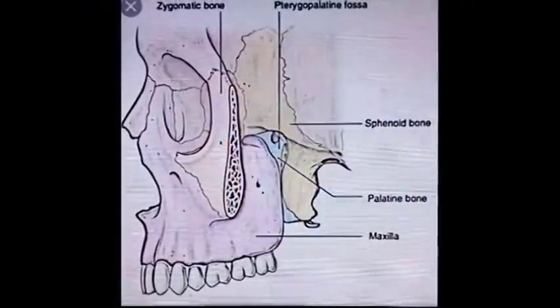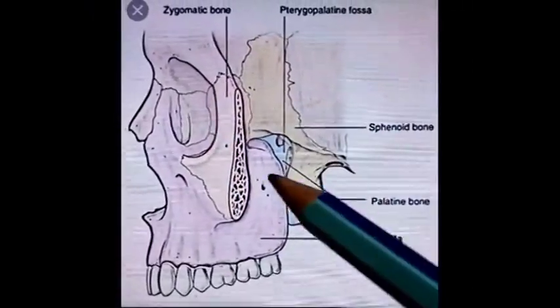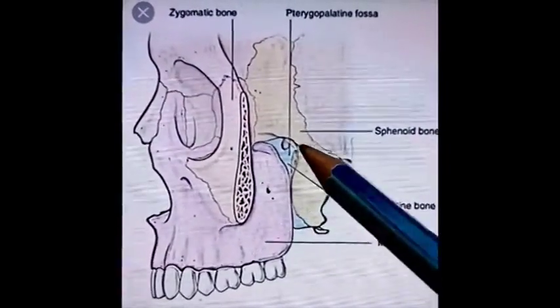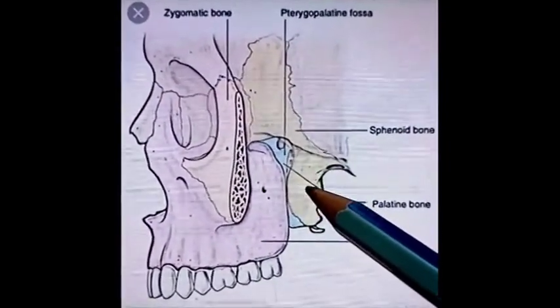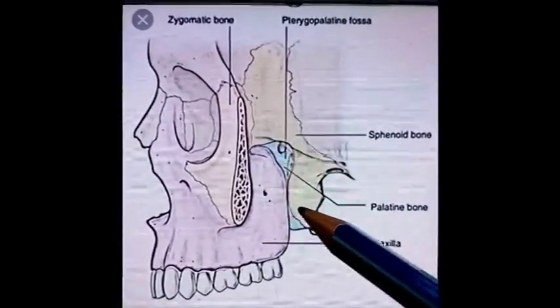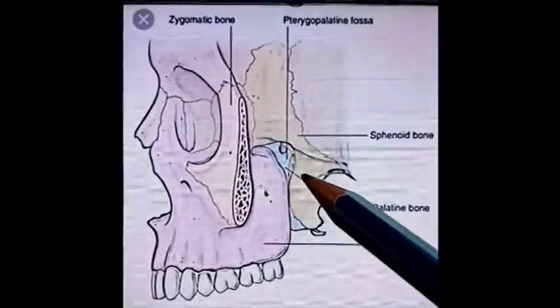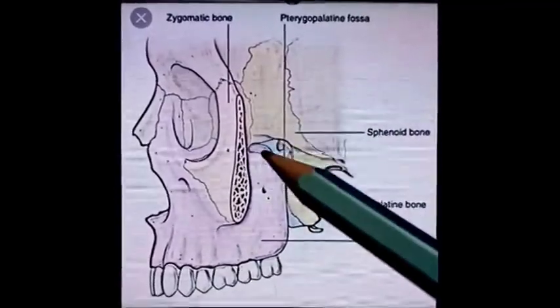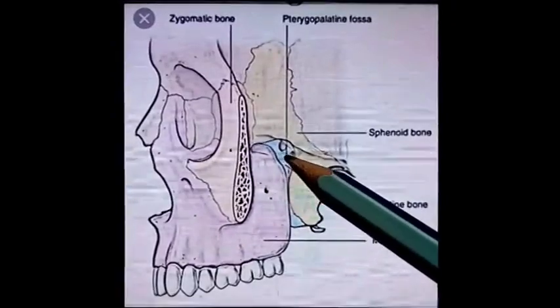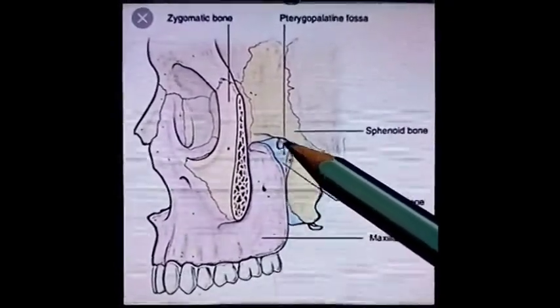In a closer view of the skull we can find the zygomatic bone. It is cut to expose this pterygoid process and the maxilla bone. So this is the area of infratemporal fossa. In here lies the pterygopalatine fossa, which is visible in the form of a small pyramidal space here.